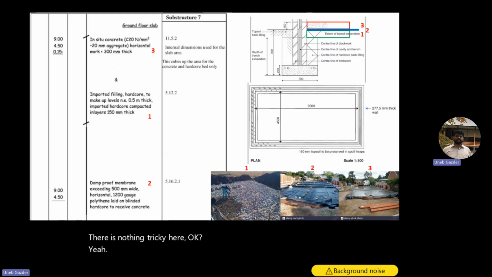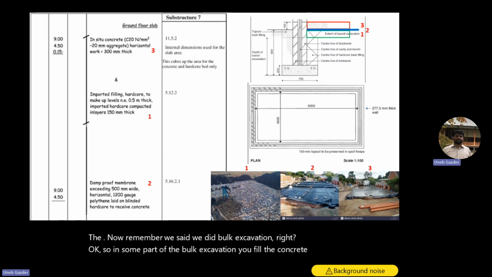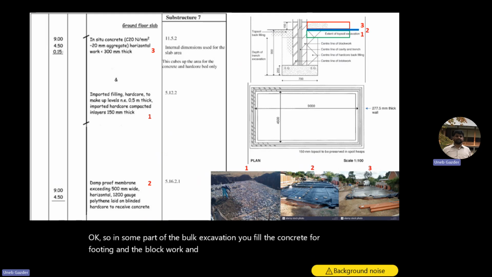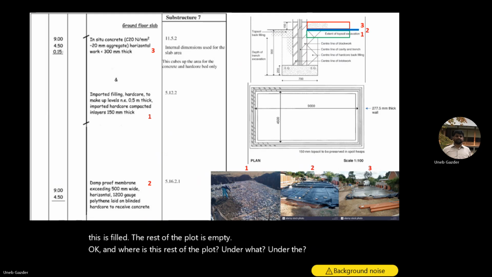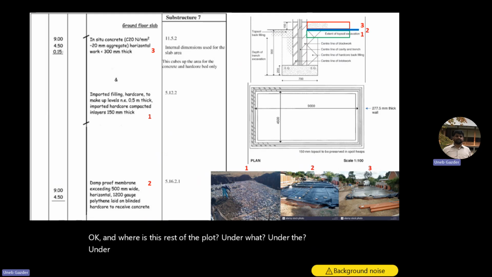Now we will use the same area to calculate the hardcore. Now remember we did bulk excavation, right? In some part of the bulk excavation, you filled the concrete for footing and the block work and damp proofing and so on. So this is filled. The rest of the plot is empty. And where is this rest of the plot? Under the slab, right? Slab is on the ground.